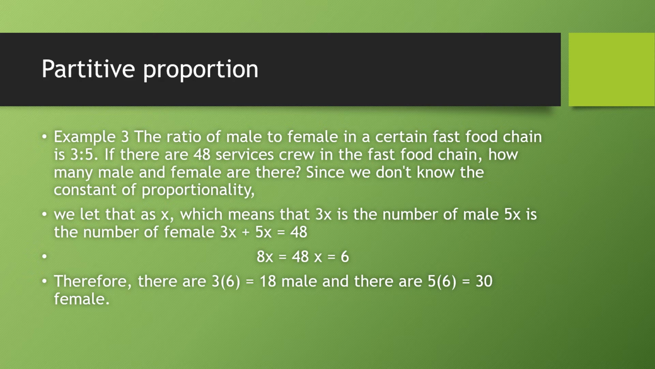Pero para mas madali, ganito ang gawin niyo lang. So, di ba ang 3:5, when you add this, ang total niya is 8. So, ganito ang gawin nyo. Di ba ang total employees or service crew is 48, multiply by 3, divided by 8, so you will get 18. On the other hand, 48 times 5 divided by 8, you'll get 30.